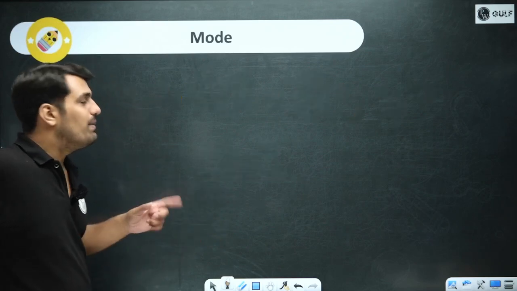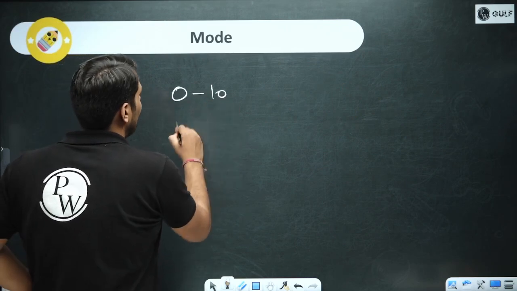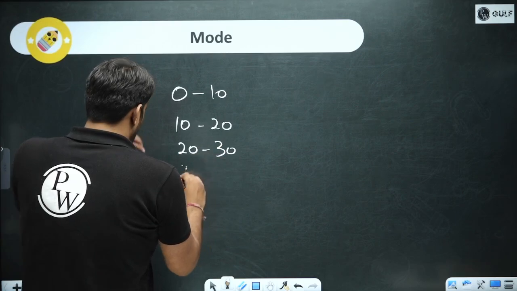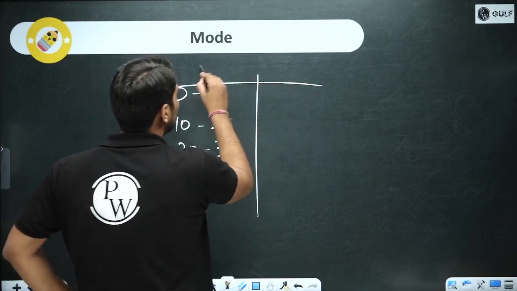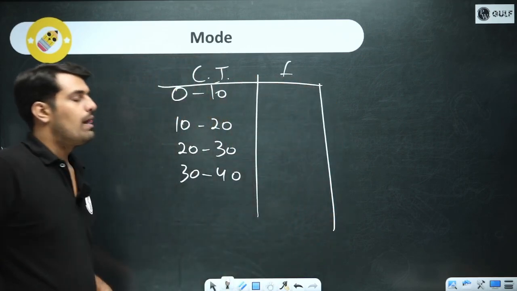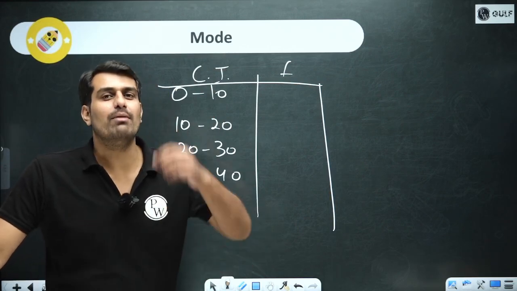Now, in the form of grouped data, things will be different. Over there, we'll be having numbers from 0 to 10, 10 to 20, 20 to 30, and so on. This is our class interval. This is our frequency. We'll be having some frequency ahead of it. For this, again, mode is very simple to calculate. A simple formula, and apply it.